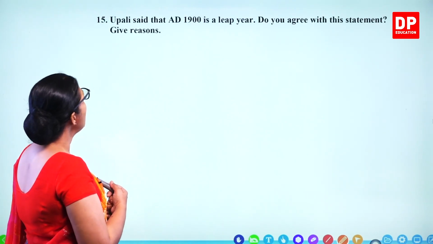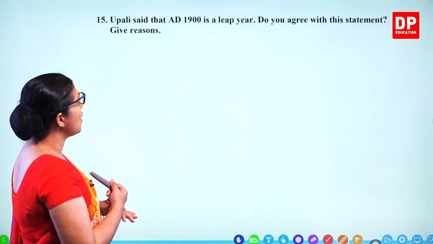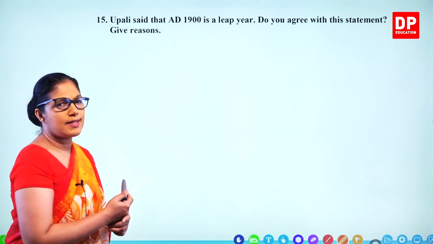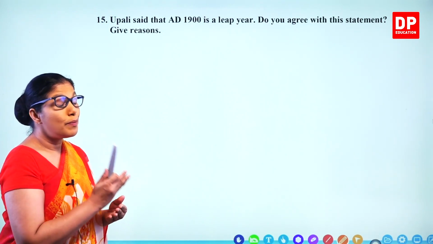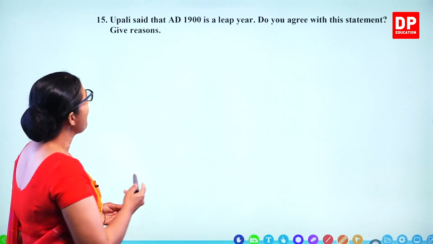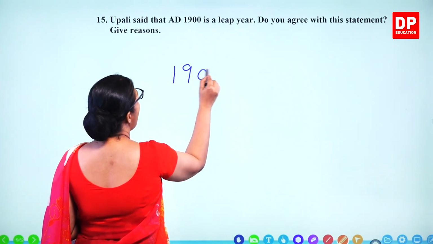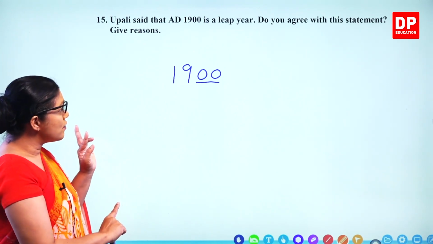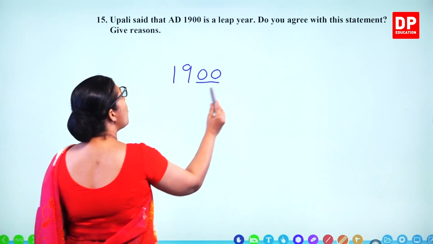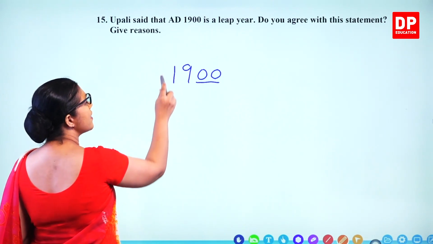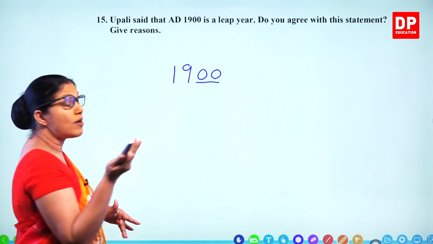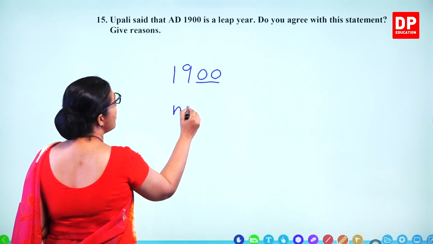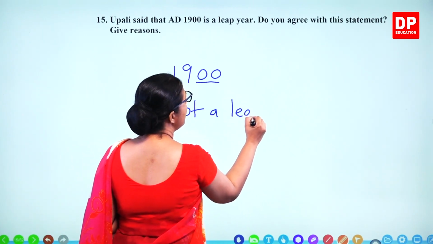Question number 15. Upali said that AD 1900 is a leap year. Do you agree with this statement? Give reasons. If it's a leap year, it should be divisible by 4 without a remainder. But what happens? The last 2 digits, okay, zeros, it's divisible by 4. But if it's 0, you have to check whether the whole thing is divisible by 400. That means 19 is not divisible by 4. This is not a leap year.